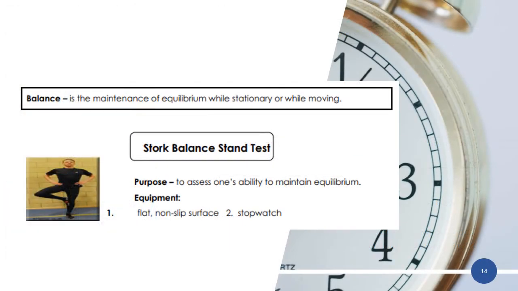Balance is the maintenance of equilibrium while stationary or while moving. The physical fitness test is the stork balance test. Purpose: assess one's ability to maintain equilibrium. Equipment: flat, non-slip surface and stopwatch.